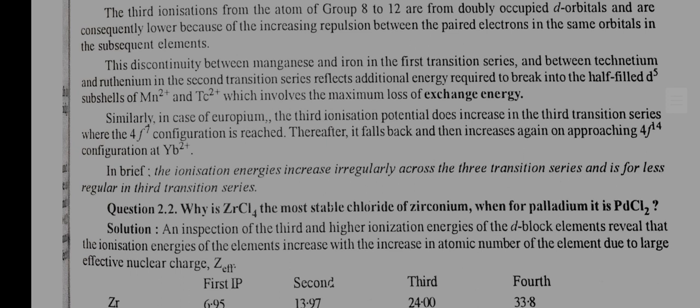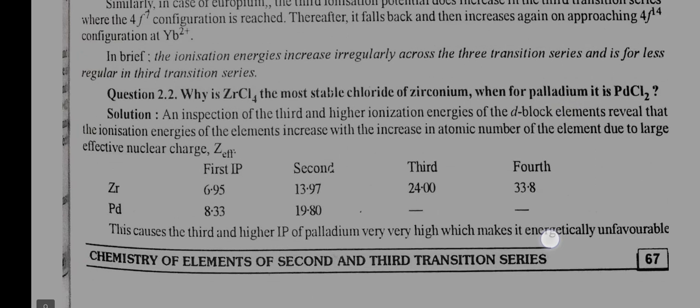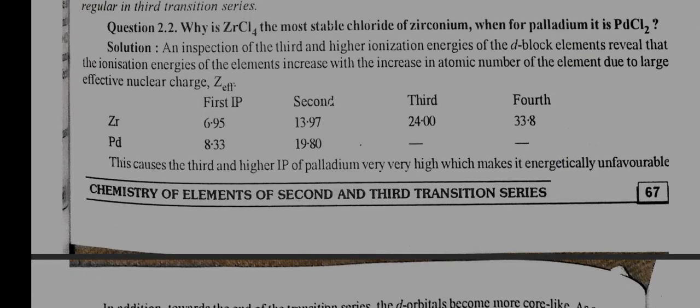Question: why is ZrCl4 the most stable chloride of zirconium when for palladium it is PdCl2? An inspection of the third and higher ionization energies of the d block elements reveals that the ionization energies of the elements increase with the increase in atomic number of the element due to large effective nuclear charge. This makes the third and higher ionization potentials of palladium very high, which makes it energetically unfavorable.